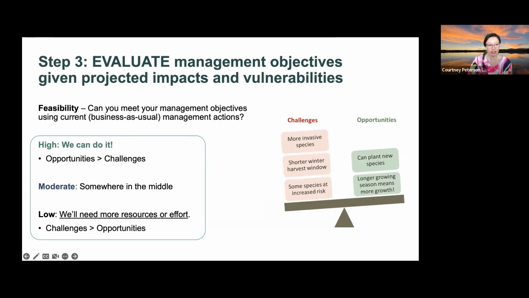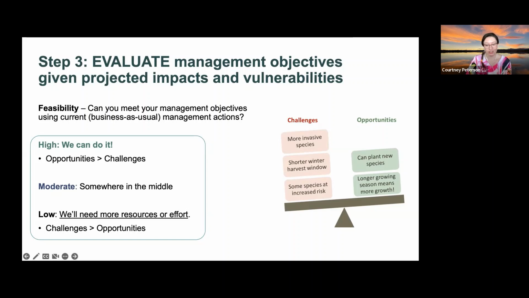So our feasibility may be very high. Those opportunities are really outweighing those challenges. So we do want to move forward with our management objectives as they are, because we have more opportunities than challenges under climate change. Maybe the feasibility is moderate. There might be some challenges to meeting our management objectives under climate change, but these can probably be overcome by using existing management options. And so maybe just additional or enhanced efforts are necessary to counteract those key challenges or promote new opportunities. And then finally, we might decide that the feasibility of achieving our objectives, given those challenges and opportunities, is low.